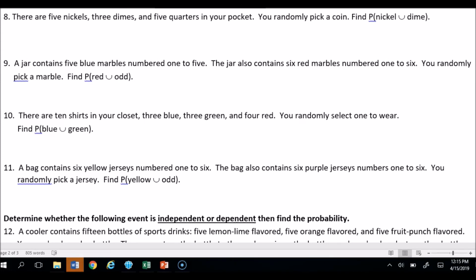So this next set of problems, 8 through 11, first says determine whether the following is mutually exclusive or inclusive, then find the probability. It says here there are 5 nickels and 3 dimes and 5 quarters in your pocket. You randomly pick a coin. Find the probability that it is a nickel or a dime. And remember that U means or. So here, there's no overlap between a nickel and dime. So I can say that this is mutually exclusive.